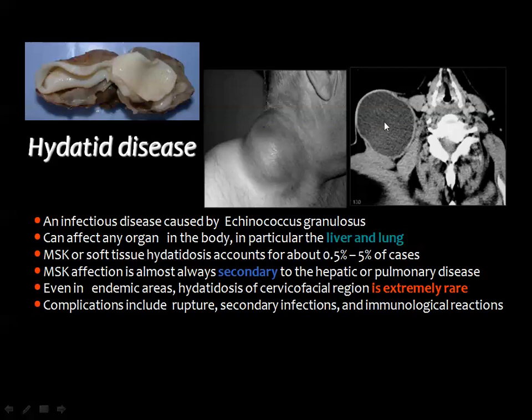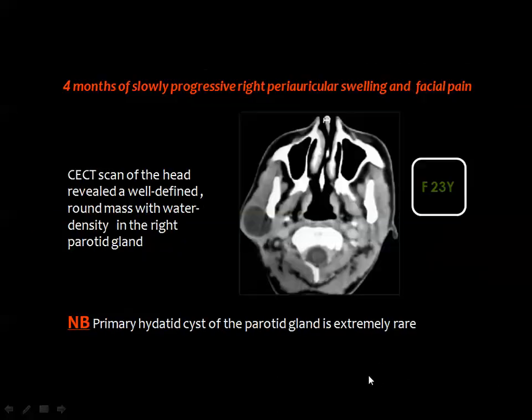Sometimes you can see floating shadows within the cyst itself representing the endocyst, and sometimes you can see small daughter cysts arranged along the inner aspect of the wall of the hydatid cyst. Then it is well known in the literature that even in endemic areas, hydatid cyst of the cervical region or the craniofacial area is considered extremely rare. The complications are the same as any hydatid cyst anywhere in the body, including rupture, secondary infection, and immunologic reactions.